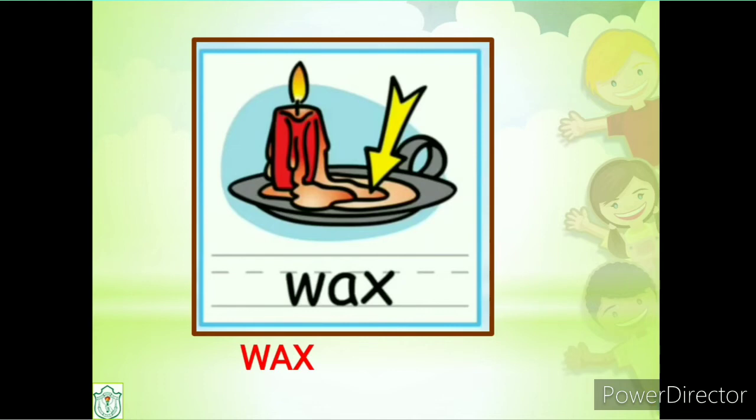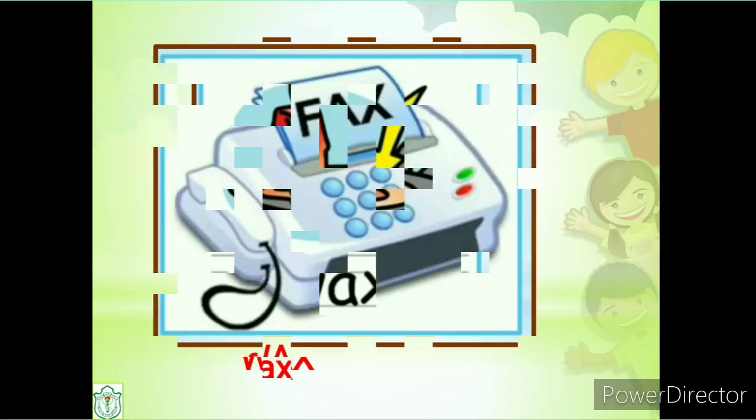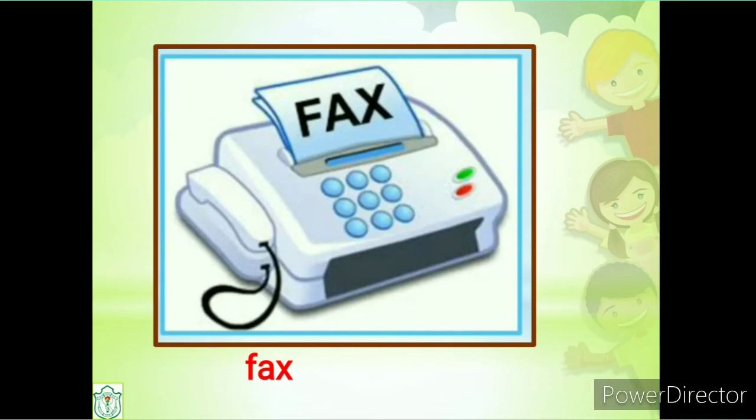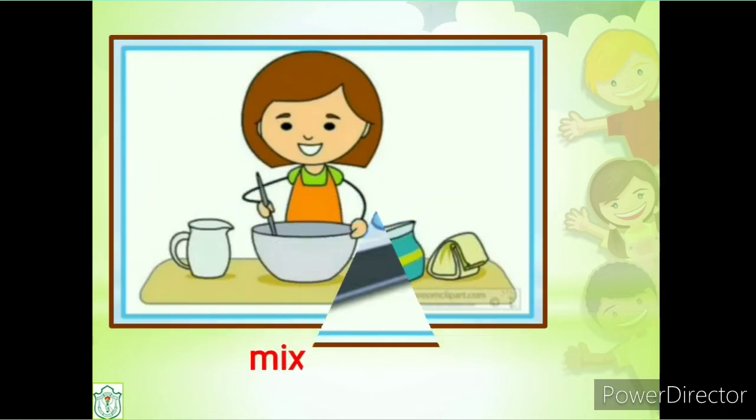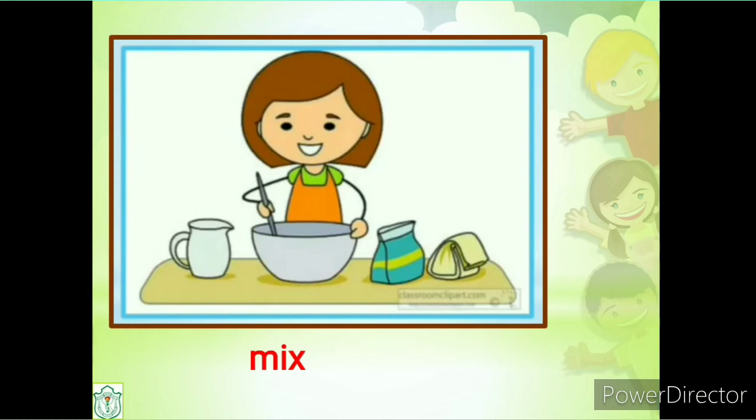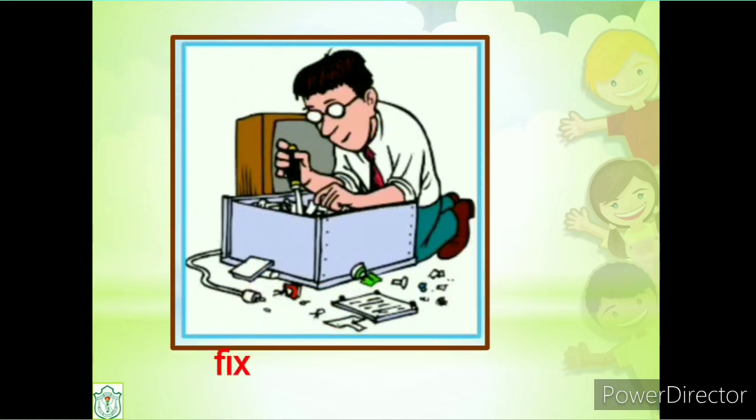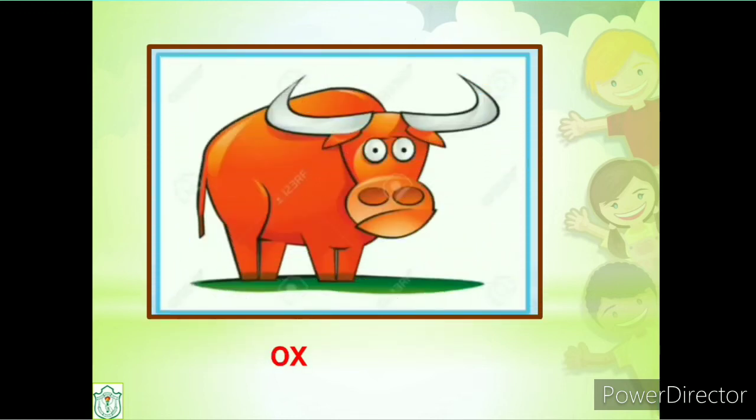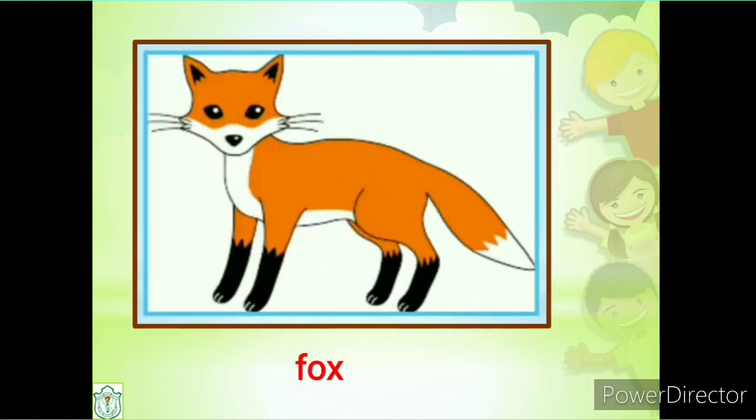Now let's see some pictures which have X at the end. Wax. So here in the spelling of wax, the X is coming at the end. Fix. Here also X is coming at the end. Mix. Fix. Ox. Fox. So children, we have seen ox, fox, fix, mix, wax, right? All these words have X at the end.